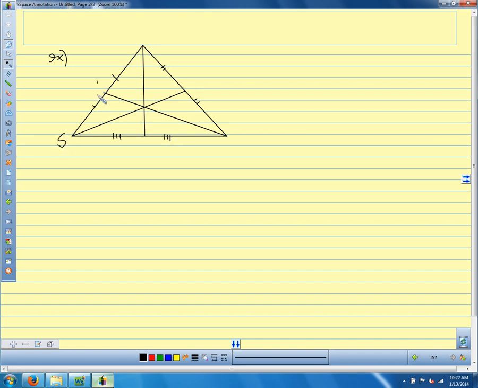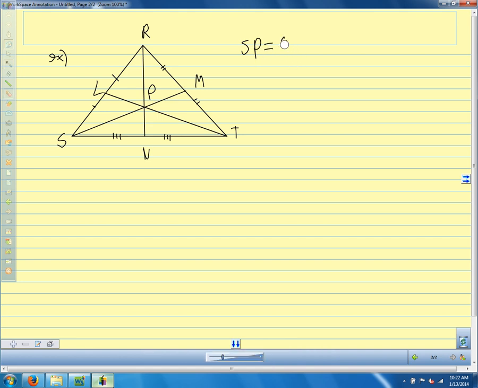And I'll call this S, L, R, M, T, N, and P. And we know that segment SP, the length is 16. And we want to know the length of segment SM. So let me highlight that. Here's SP. And we're looking for the length of SM. So this segment is 16. We want to know the length of this whole segment.